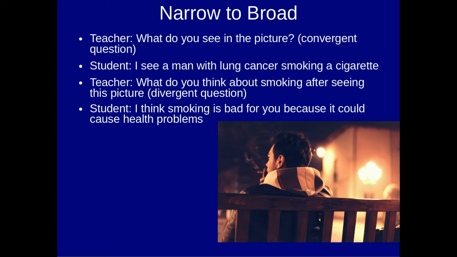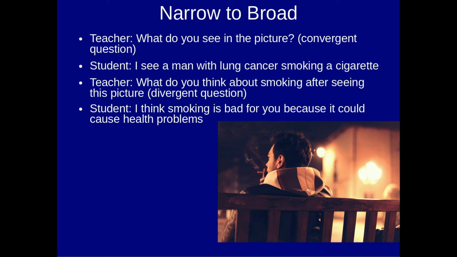Then the teacher replies, "What do you think about smoking after seeing this picture?" That's a divergent question. In other words, now that you've seen the picture, what do you think about it? Again, there's many possible answers. And one thing the student might say is, "I think smoking is bad for you because it could cause health problems." So you can see in this sequence, the teacher goes from a question that only has one answer to a question that can have many answers.